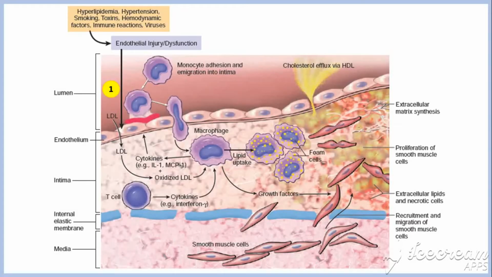Then there is accumulation of LDL in the intima, as denoted by number 2. Number 3 indicates monocyte adhesion and migration to the intima, followed by their engulfment of lipids to become foam cells. Number 4 denotes the recruitment of smooth muscle cells, followed by their proliferation and extracellular matrix synthesis, which is denoted by number 5. And number 6 indicates the deposition of intracellular and extracellular lipids.